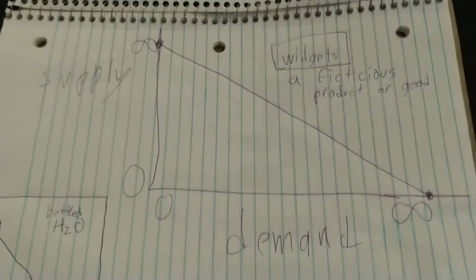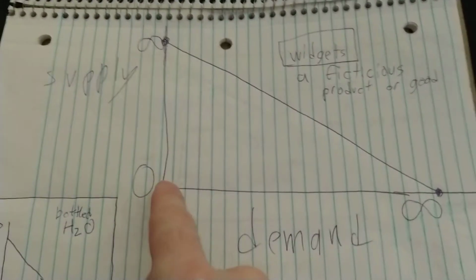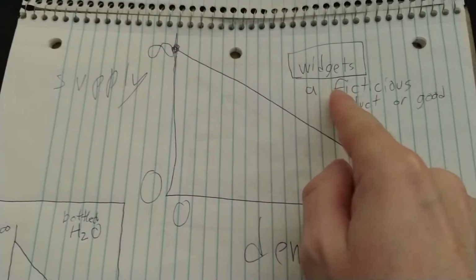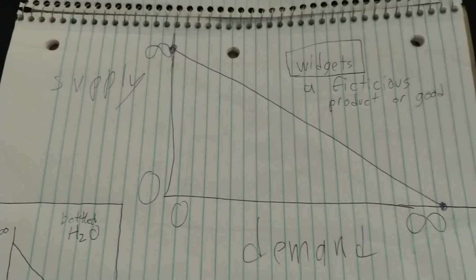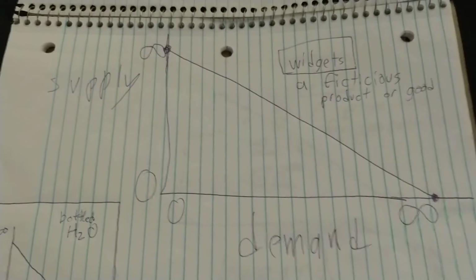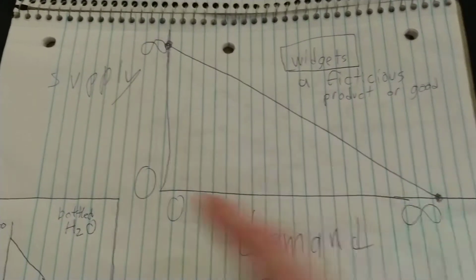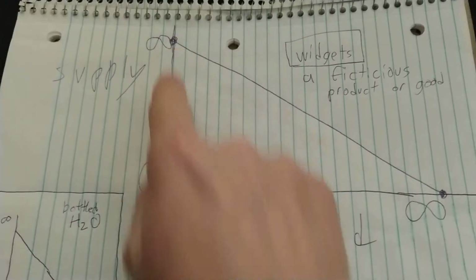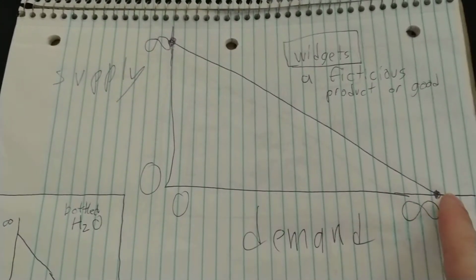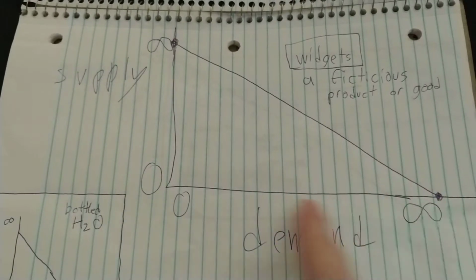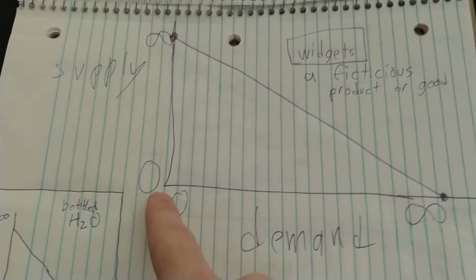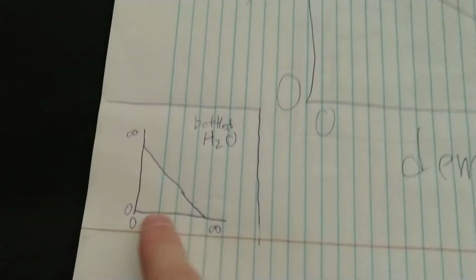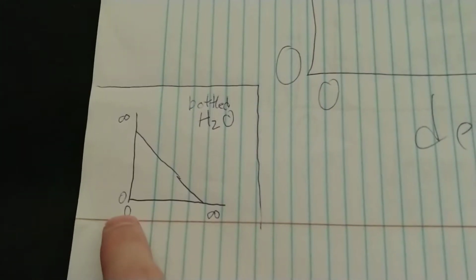So a supply and demand curve just says that as the supply of a product, like a widget, we just call it a widget in economics, it's just a fictitious product or good or service, goes up from 0 to infinity, the demand for that product will just go down. So we'll just explain it. I'll do it like my economics teacher in high school did.